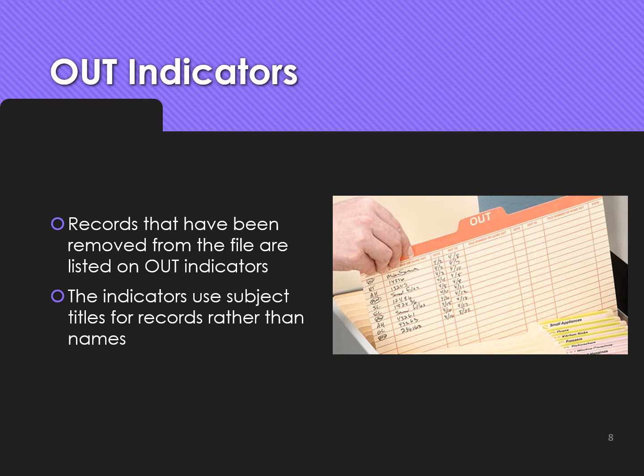You'll continue to use the method of having out indicators. Records that have been removed from a file are listed on the out indicator, and the indicators use the subject title for each record rather than the names.